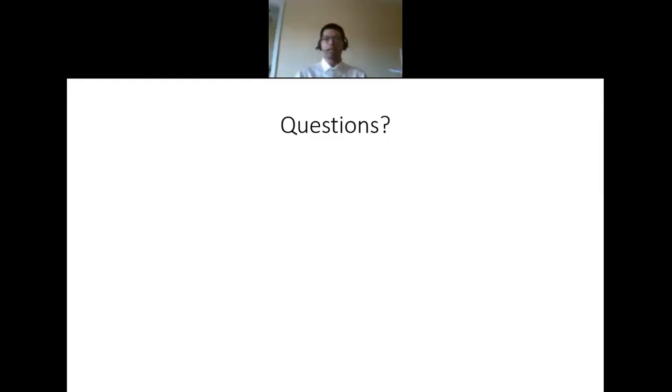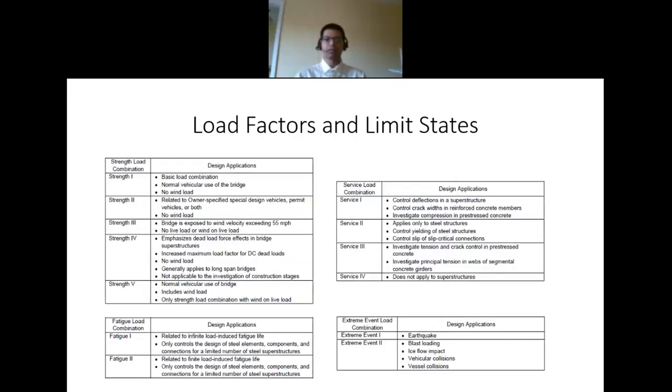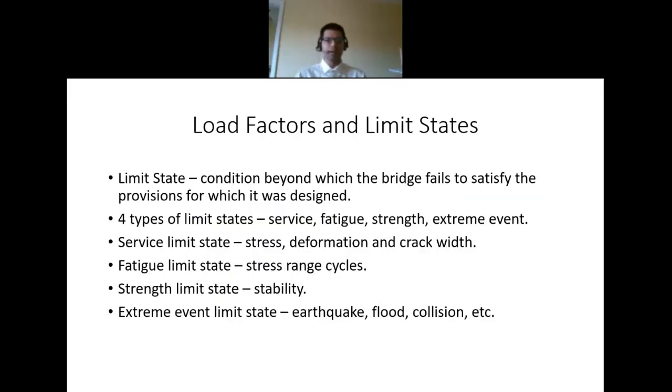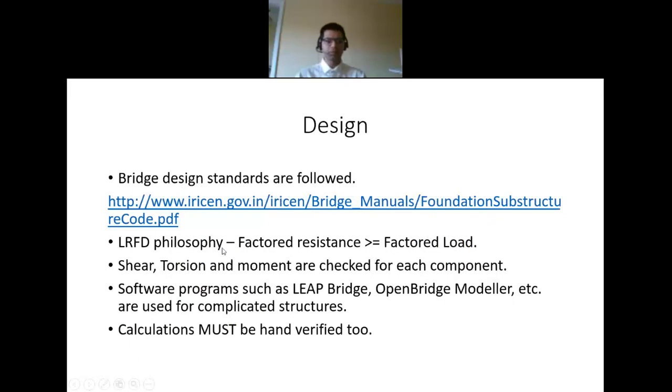Based on what I've done, I've used only limit state method. One of the manuals that I refer to claimed that this is the most up to date, and the working stress method doesn't consider a few factors. For example, the LRFD. Let me go a couple of slides back. Yep. So the LRFD philosophy says that the factored resistance is greater than the factored load. So that means that.